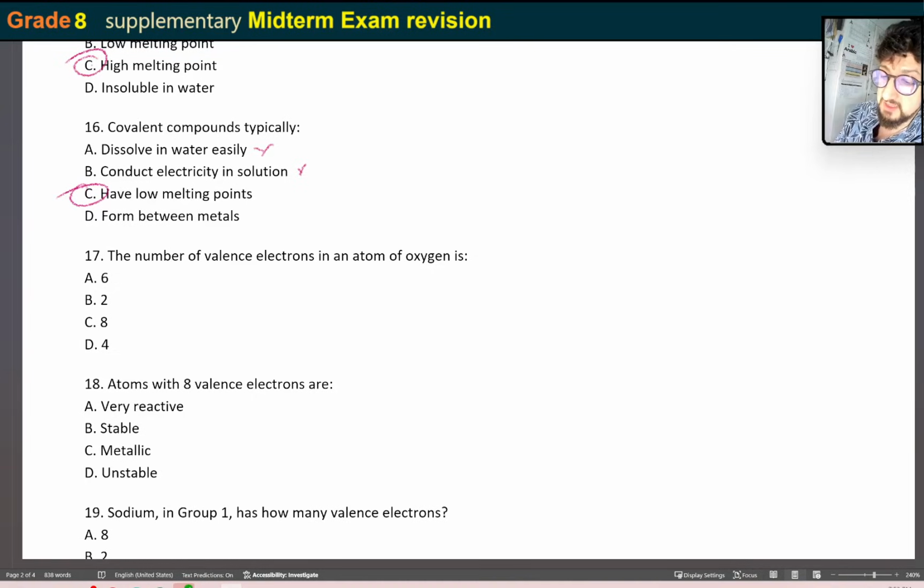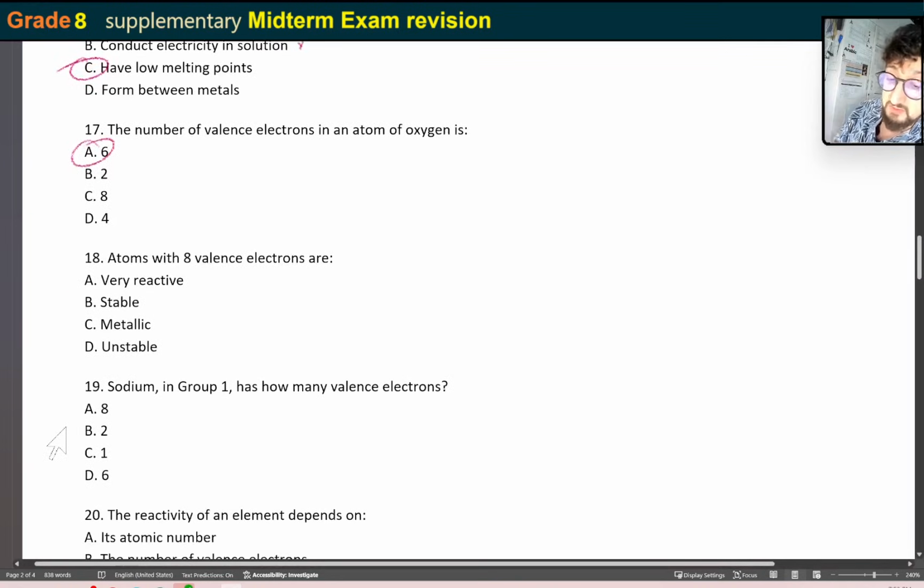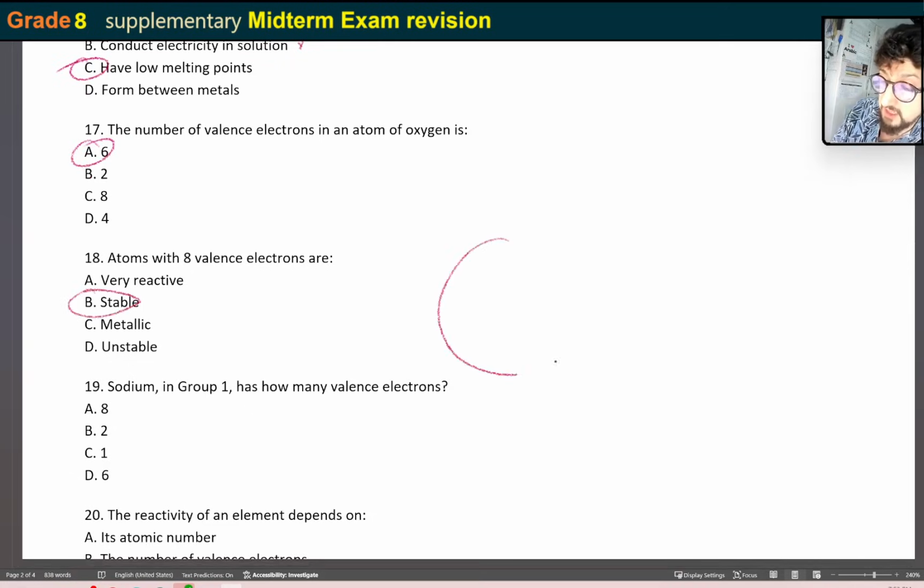The number of valence electrons in an atom of oxygen is what? It has 6 valence electrons. It's in group 6, or 16, so it has 6 valence electrons. Atoms with 8 valence electrons are very, very stable. They are stable because they have complete outer shells. Okay, so an example of that is neon, which has 8 outer electrons. It doesn't need anyone. It is not reactive.